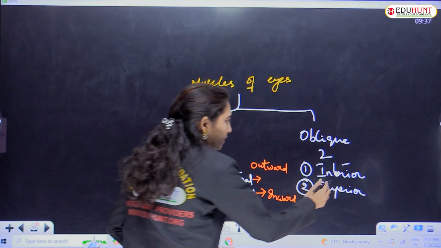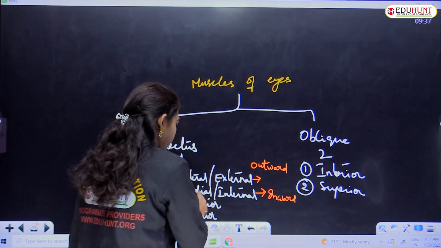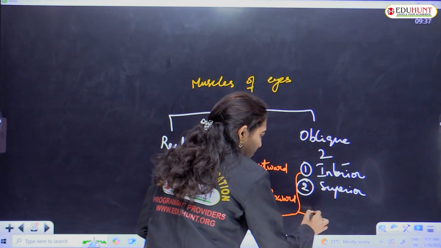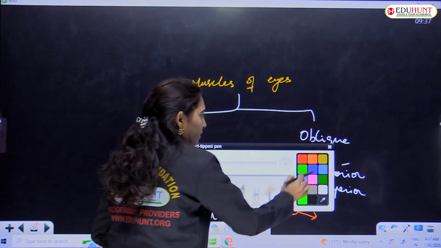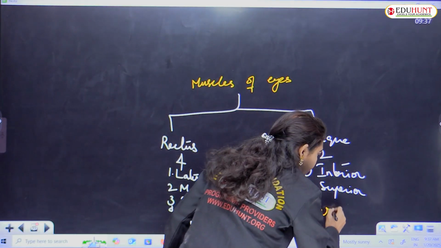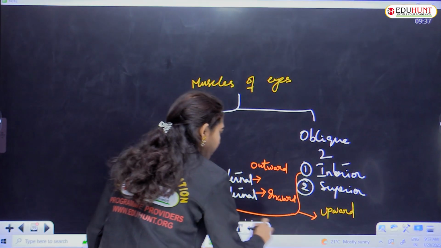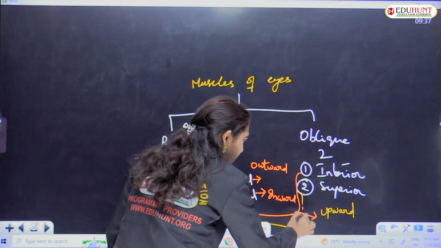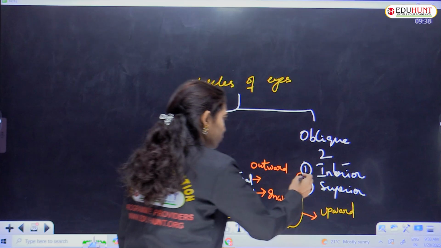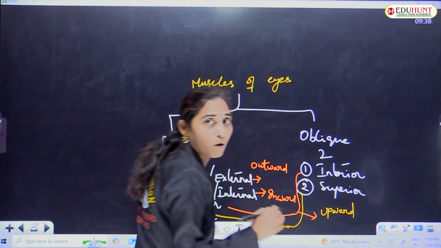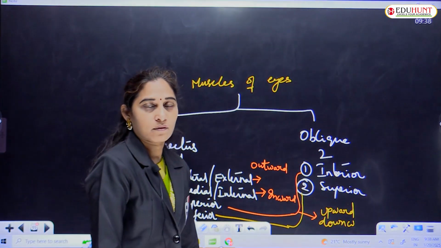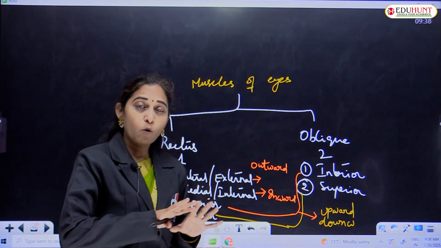Inward movement. Superior along with inferior, collectively superior rectus muscle along with the inferior oblique muscle facilitates the movement of eyeball upward, upward movement of eyeball, and inferior rectus and superior oblique help in movement of eyeball towards downward. This is about the movement of eyeball.